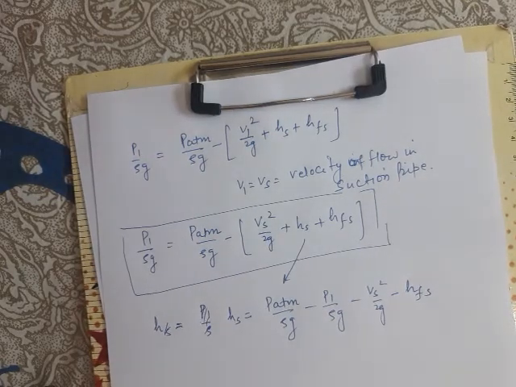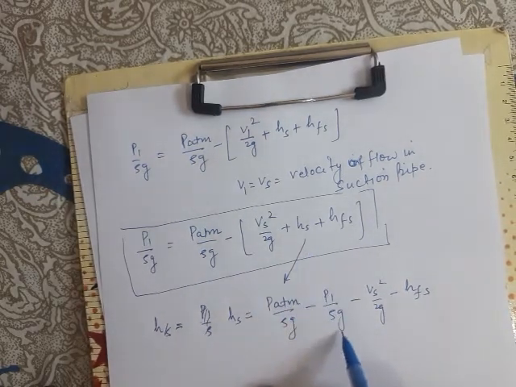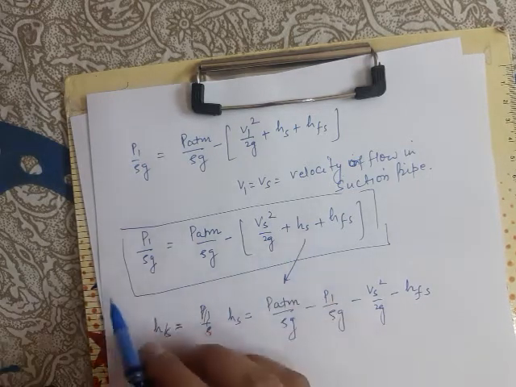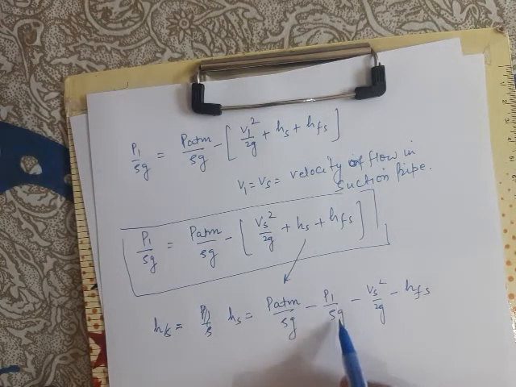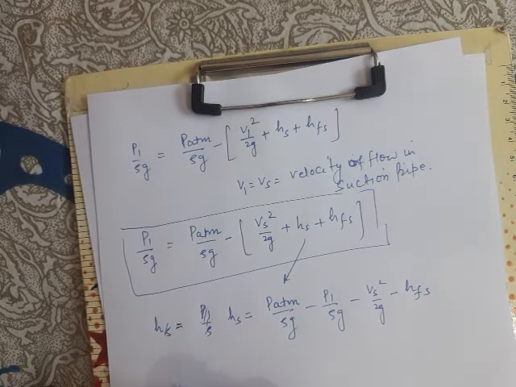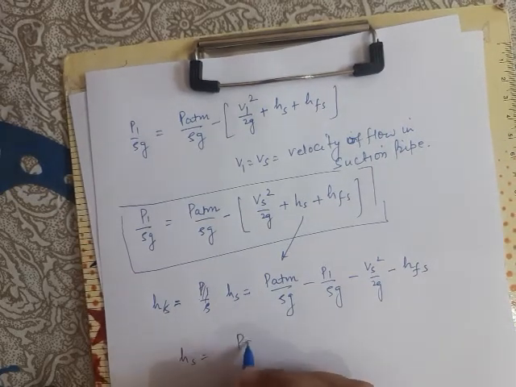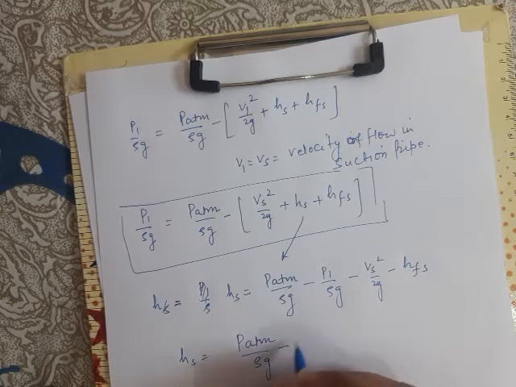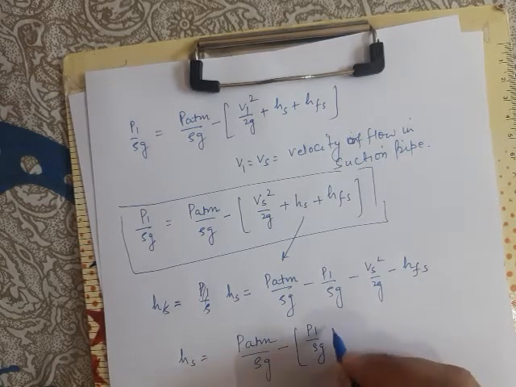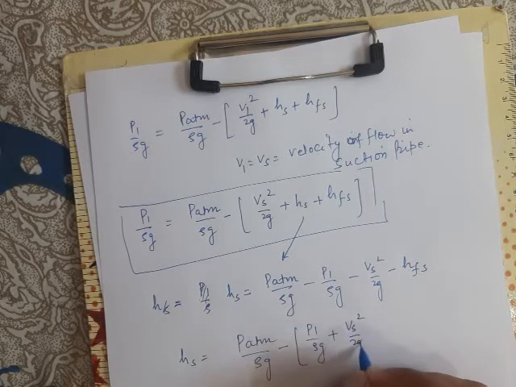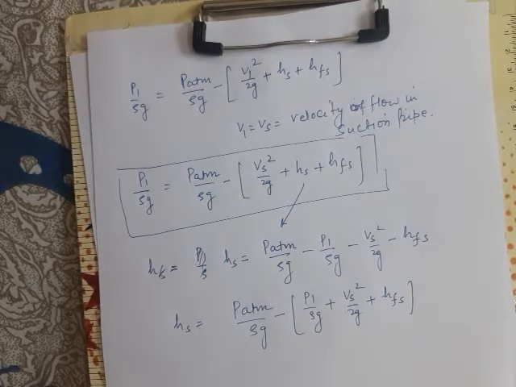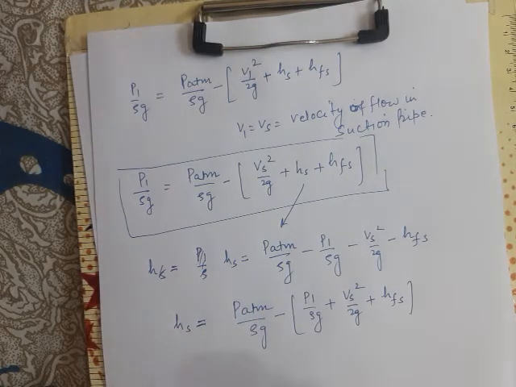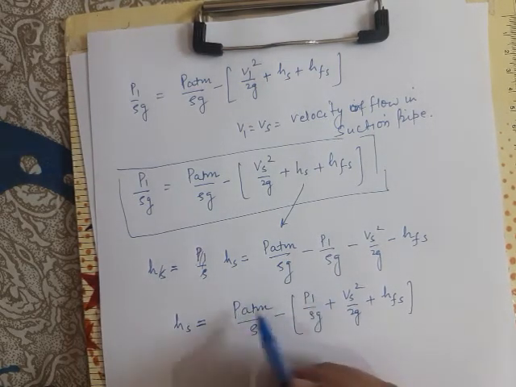From this equation, HS can be written as PATM by rho g minus P1 by rho g. Please take HS to this side, you will have all other terms. So HS can be written as PATM by rho g minus P1 by rho g minus Vs square by 2g minus HFS. Or HS can further be written as PATM by rho g minus P1 by rho g plus Vs square by 2g plus the total head loss inside the suction pipe. Now, please note, since the pressure at point 1 is less than the atmospheric pressure, to what limit might this pressure be less than the atmospheric pressure?